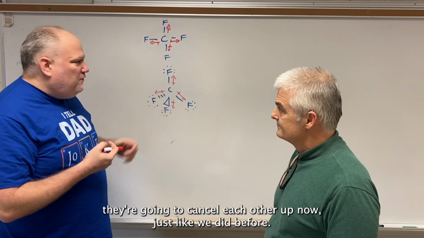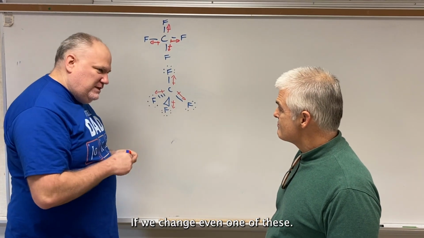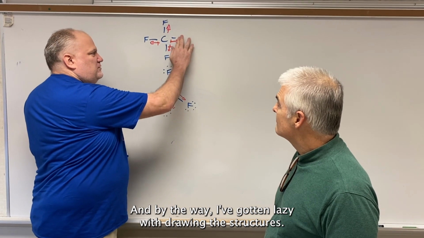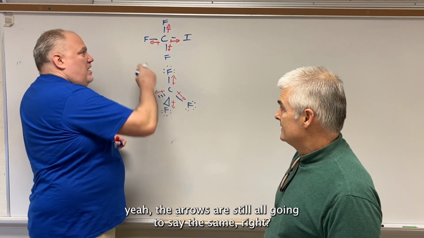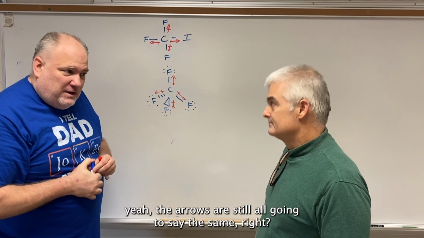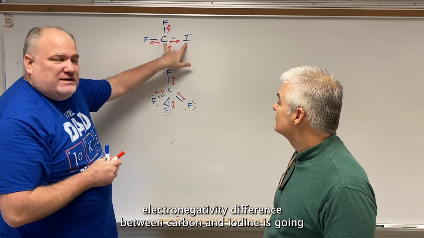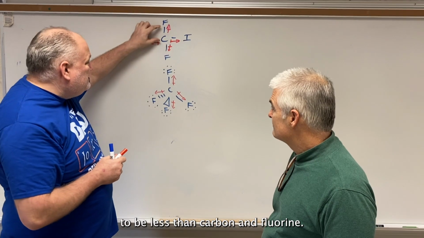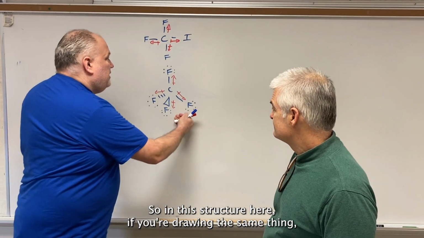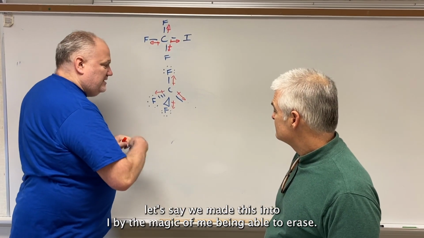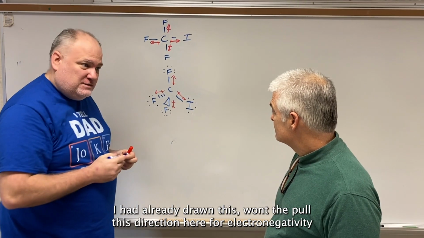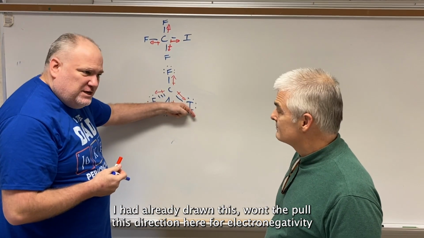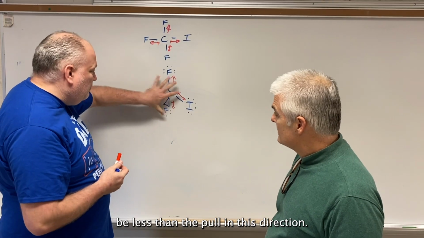Now, just like we did before, if we change even one of these, and by the way, I've gotten lazy with drawing the structures, but let's say I took that F, and let's say I made it I. The arrows are still all going to stay the same, right? But the electronegativity difference between carbon and iodine is going to be less than carbon and fluorine. So in this structure here, let's say we made this into I, by the magic of me being able to erase, I apologize for those who had already drawn this. Won't the pull this direction here for electronegativity be less than the pull in this direction?